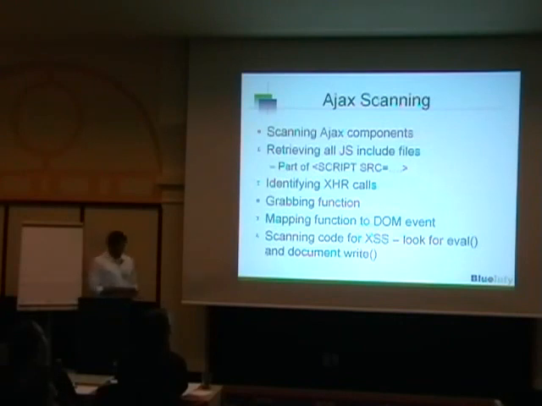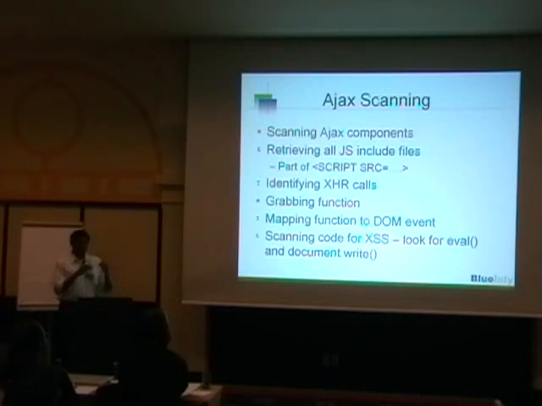How do you do Ajax scanning? Scan Ajax components and retrieve all JavaScripts, since Ajax resides in JavaScript. Identify XHR calls: you grab the entire JavaScript file and look for XHR calls, to see whether this particular function or file is making an XHR call. Once you identify that, you know this particular file is related to Ajax. Next is mapping functions to DOM events. What I usually do is grab the XHR call, and whatever routines are implemented below it are usually changing the DOM. It may change the inner HTML, or some of the links or such.